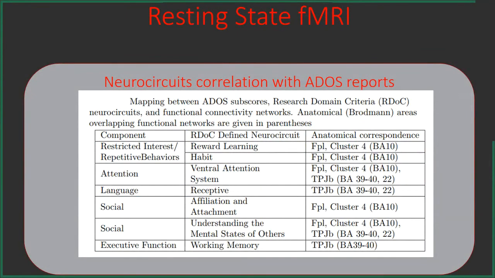And as I said, the neural circuits that you find that are autistic, the anatomic correspondence that's on the right side of this slide, include frontal regions. The cluster 4 is in the prefrontal cortex, and the TPJ is the temporal-parietal junction. Those are Brodmann areas 39, 40, and 22. And as you can see, they map to a bunch of different neural circuits that are involved in autism. Those with reward learning and habit, which mediate restricted interests and repetitive behaviors, those that have defects in social skills, those that have defects in language.